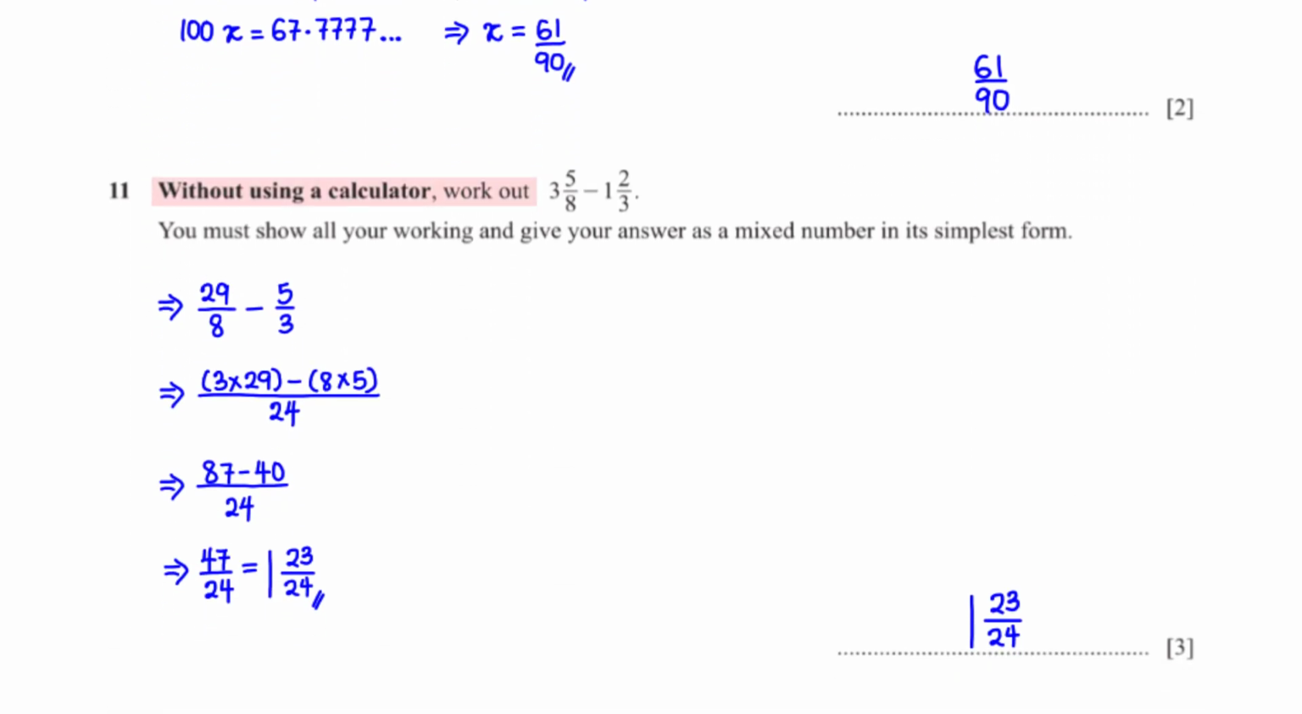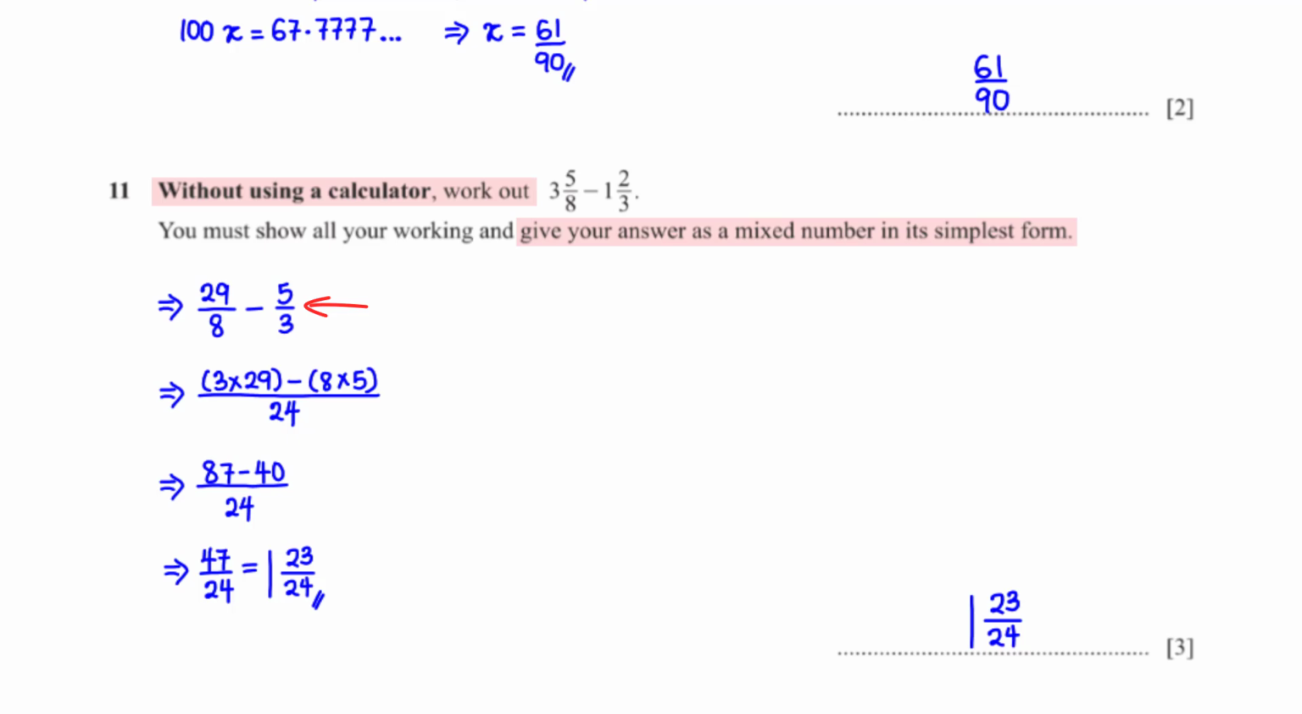Without using a calculator, work out 3 and 5/8 minus 1 and 2/3. You must show all your working and give your answer as a mixed number in its simplest form. First, we convert the mixed fractions into improper fractions. For 3 and 5/8, we have 8 times 3 plus 5, which is 29, divided by 8. For 1 and 2/3, we have 3 times 1 plus 2, which is 5, divided by 3.